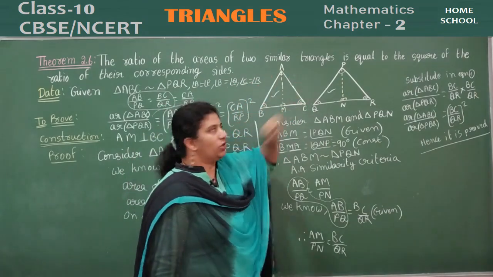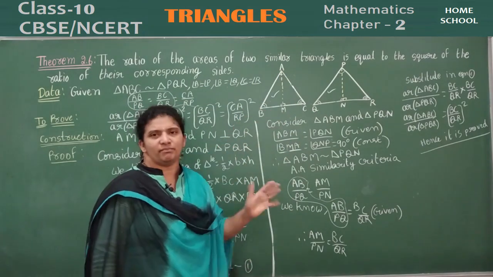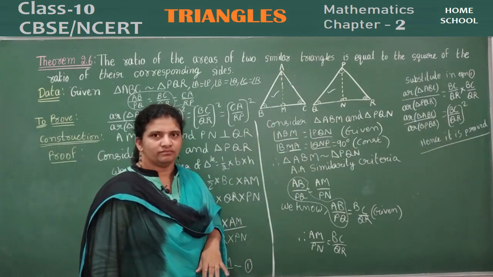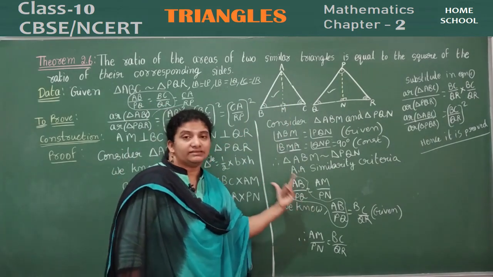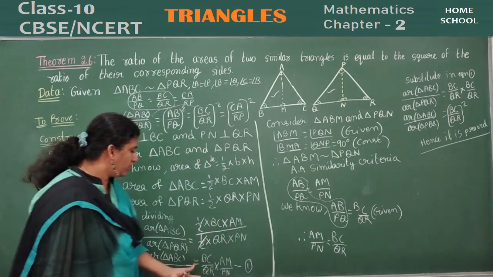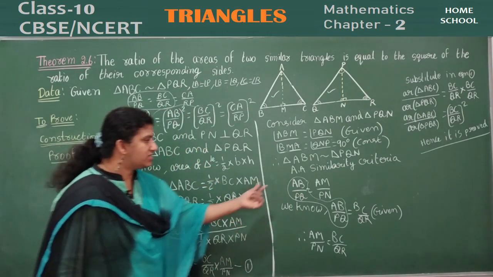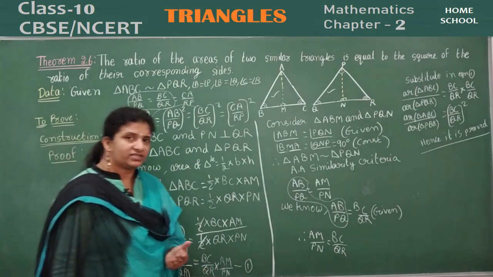AB by PQ is equal to AM by PN. I am not considering the base, I don't want that. So only these two ratios I have taken. And then I just remember that I cannot substitute directly. So instead of AM by PN, it should be BC by QR. How can I change that?